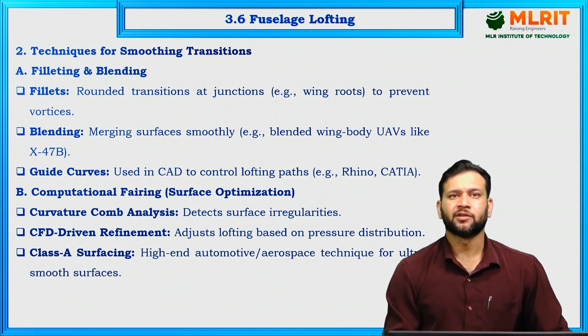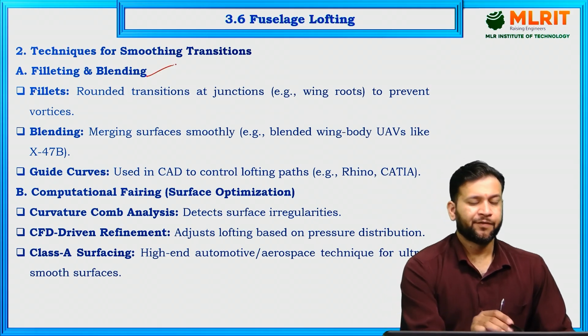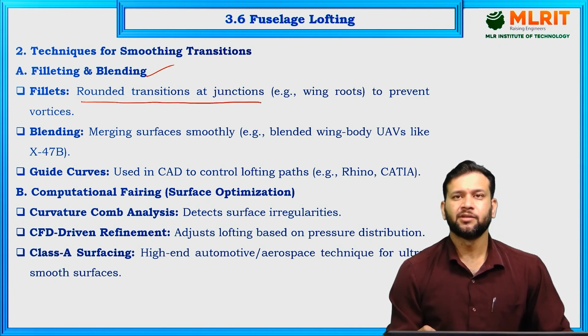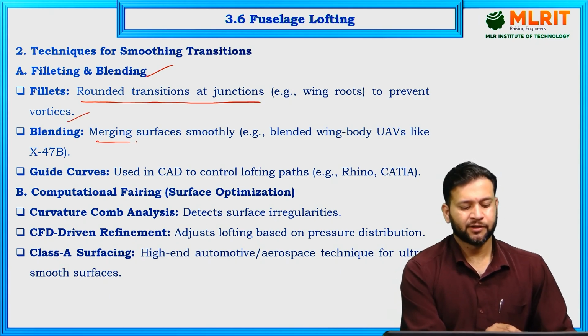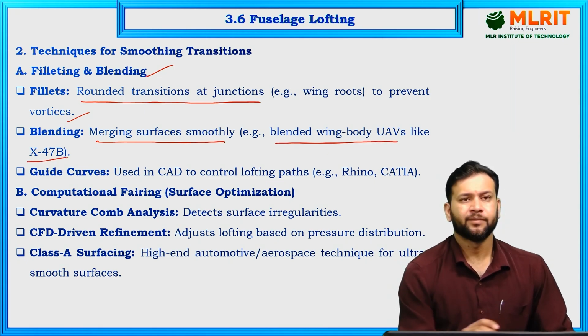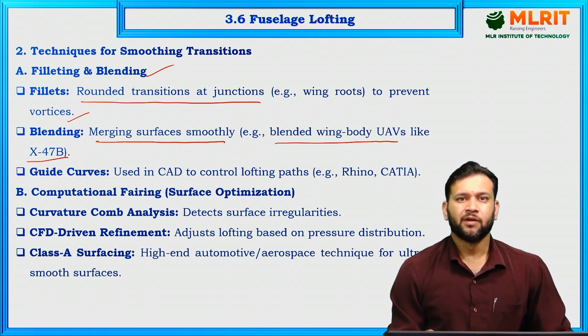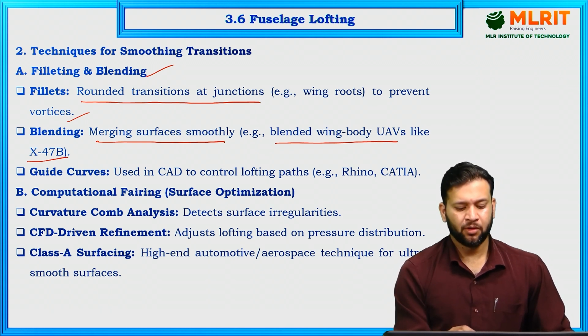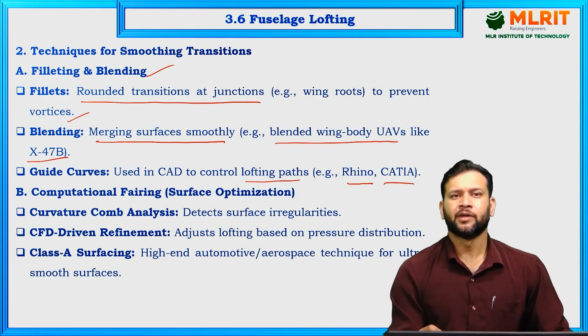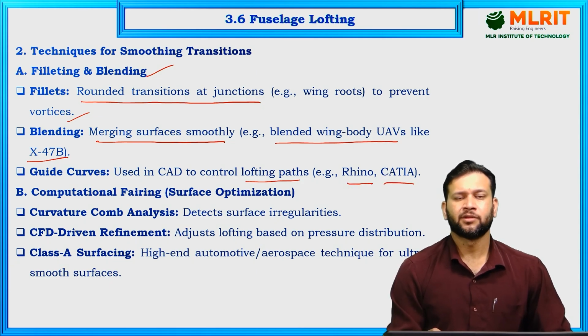Techniques for smoothing transitions. First one is filleting and blending. Fillets are rounded transitions at junctions, for example, at wing roots, to prevent vortices. Blending is merging surfaces smoothly, as in blended wing body unmanned air vehicles like the X-47B. Guide curves are used in CAD tools to control lofting parts. CAD tools, for example, Rhino, CATIA, and nowadays people are also using SolidWorks.